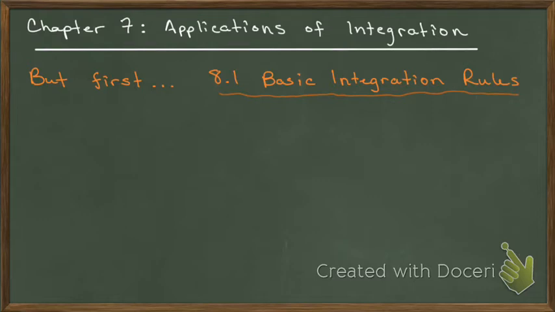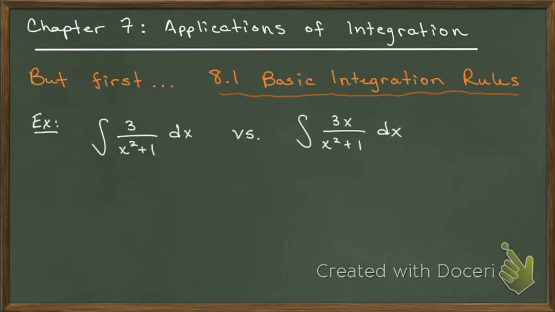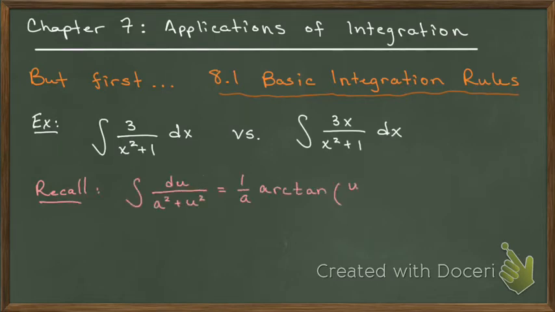So first things first, I want to look at two separate integrals here: the integral of 3 divided by x squared plus 1, and then the integral of 3x divided by x squared plus 1. Of course, the first thing you'll notice is that one of these integrals has a 3x in the numerator, and the other just has a 3. I want you to recall the integration formula for the inverse tangent function, right?